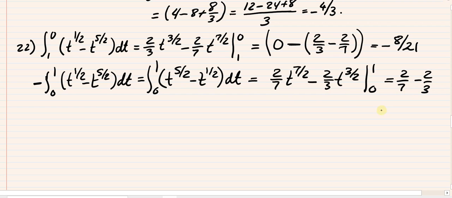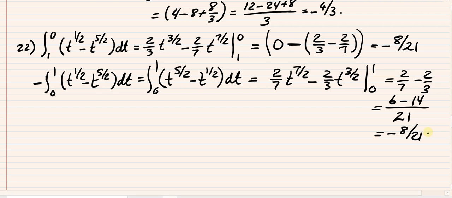And 2/7 minus 2/3, the LCD is 21. That's 6 over 21 minus 14 over 21, the answer is negative 8/21. So you see, changing limits of integration is also an option here.